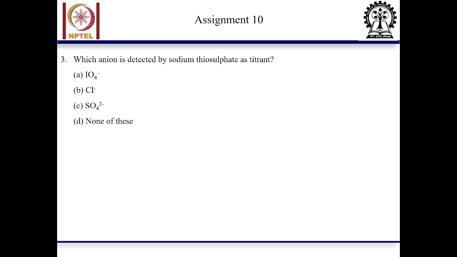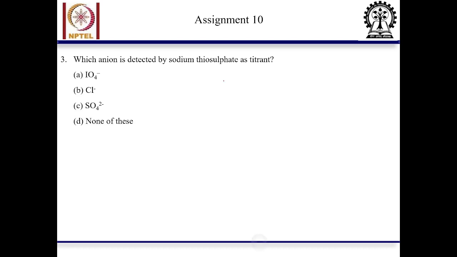So let me go a little bit in detail. Yes, correct, iodometric titration. So I will just go a little bit in detail. So basically, this is iodometric titration.